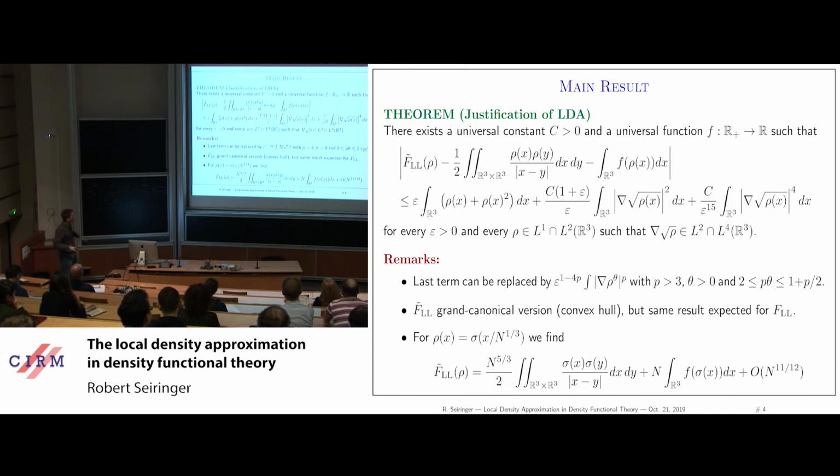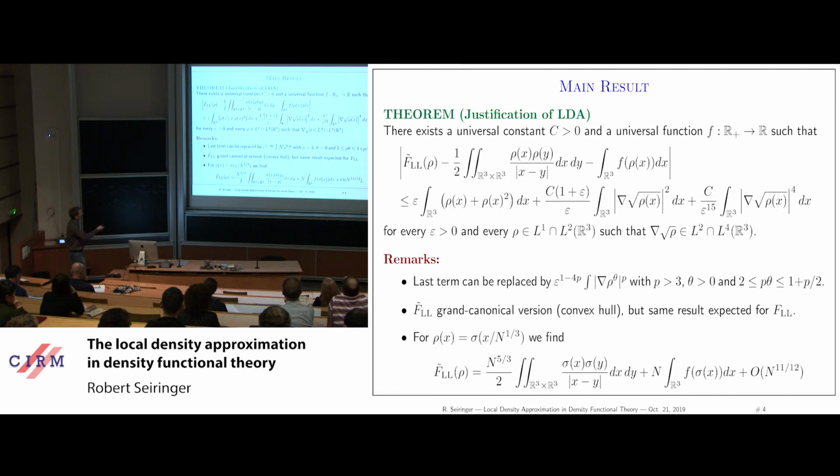Right? So a slowly varying density would have this term. Here's an H1 norm, and here's a fourth power of the gradient. If these terms are small, we can indeed choose epsilon fairly small to have these expressions still reasonably small, and then this term will be small too. Okay, that's the natural interpretation.